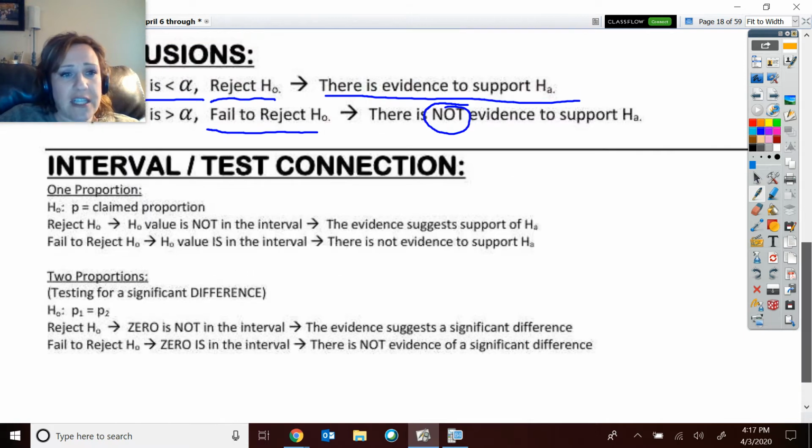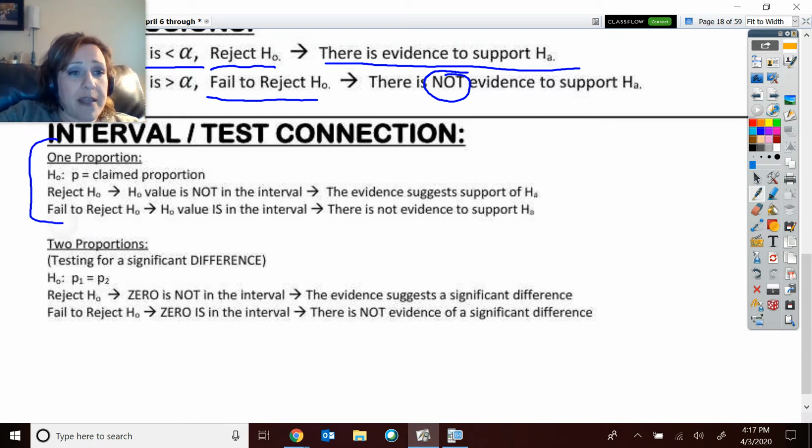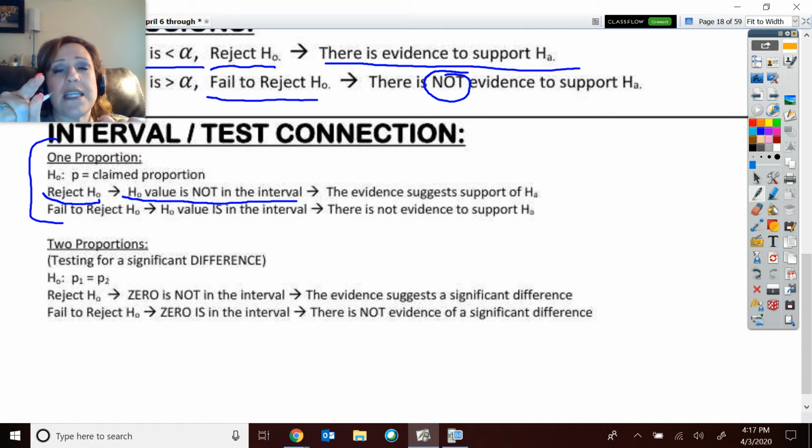All right. Now let's take a look at this connection between doing something with an interval and a test, and then looking at those results to see if they jive together. So with one proportion, think about this. If we reject H0, then we wouldn't see that claimed value in our interval. That claimed value, that H0, was rejected. So that would mean it's not in the interval.